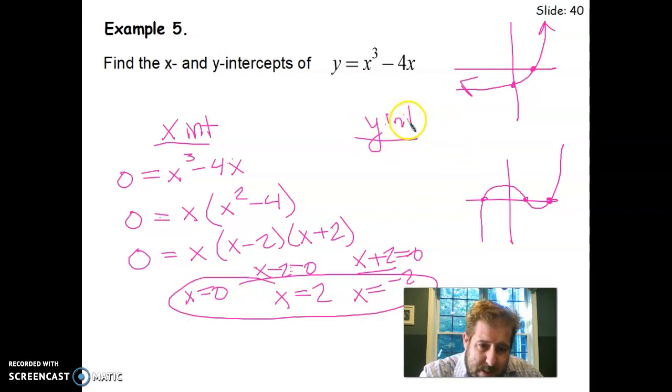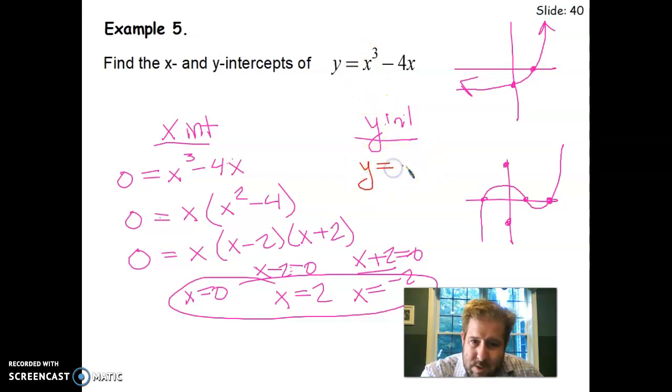Now, y-intercepts, it should only have 1 always, because if it had 2 y-intercepts, if the graph hits here and here, it's technically no longer a function because, remember, each domain can only have 1 range. It does not pass the vertical line test in that case. So all functions can have multiple x-intercepts, but all functions should only have 1 y-intercept. So put 0 in for x and solve.